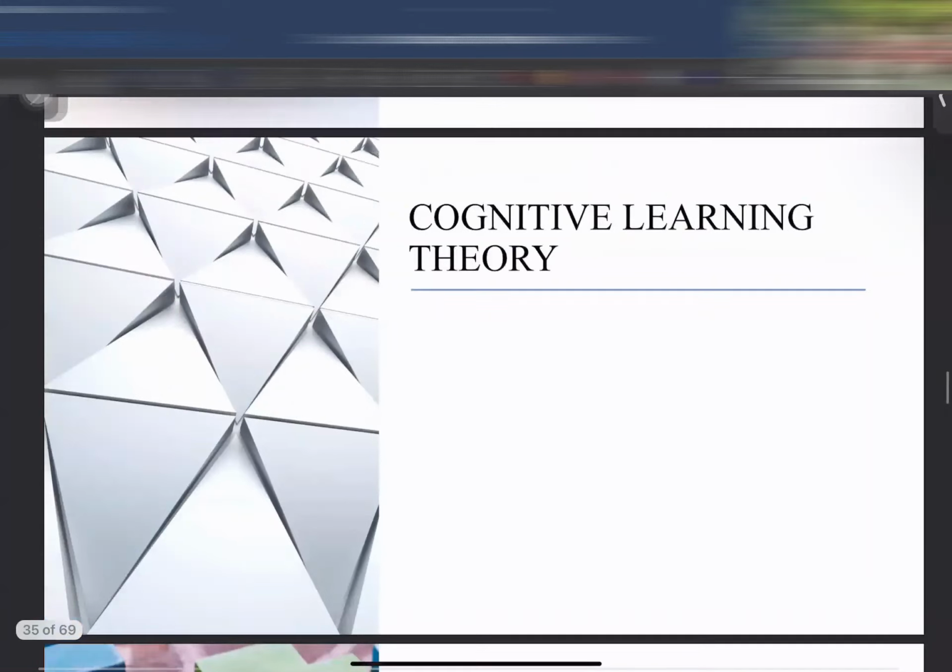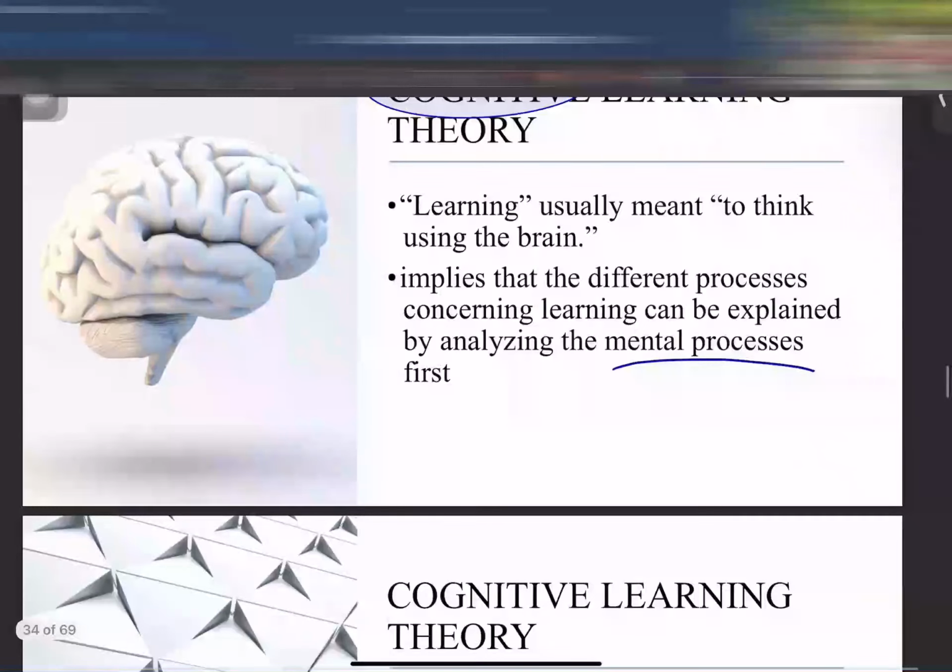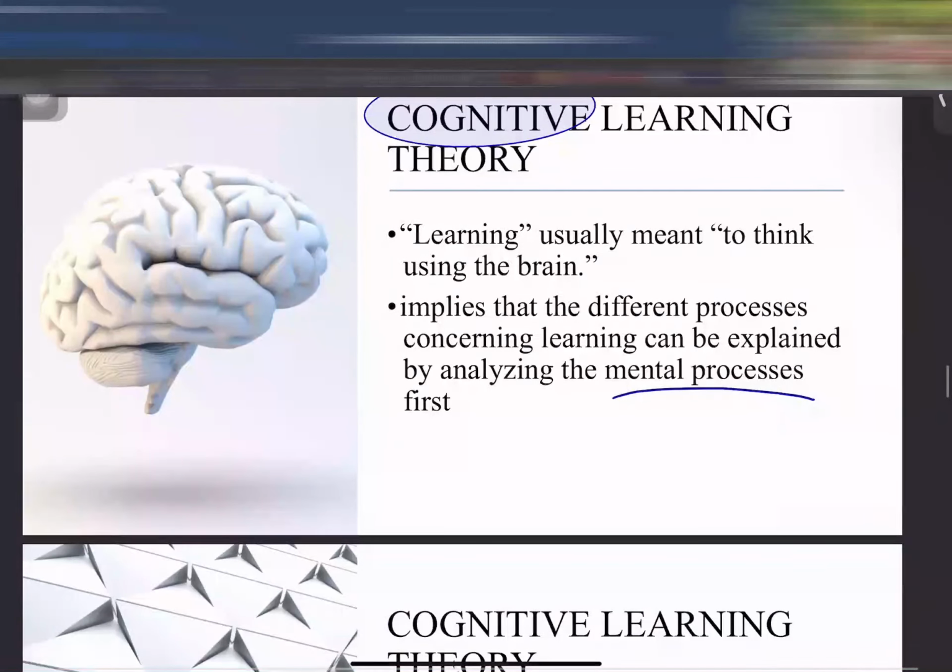Now, when we talk about your cognitive theory, it usually separates into two. There are two theories that are considered to be part of your cognitive learning theories. Basically, your cognitive learning theory reminds you that if there's a problem in the mental processes of an individual, that individual is not able to learn properly. That's one of the tenets of your cognitive learning theory.